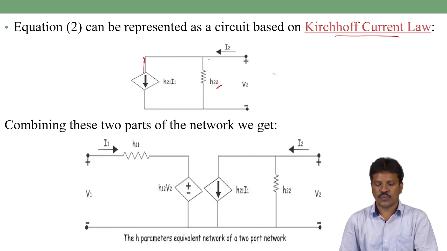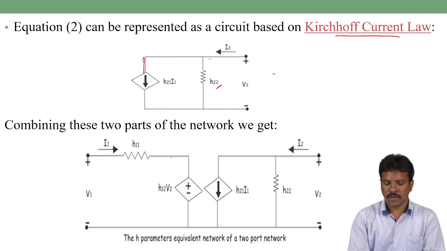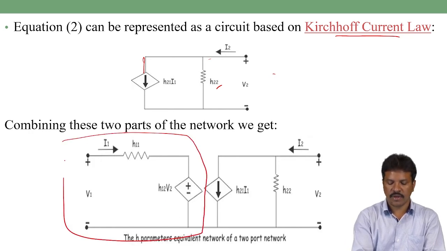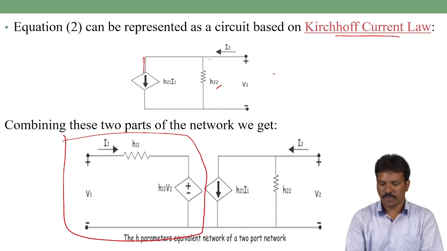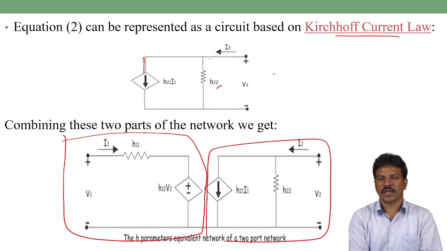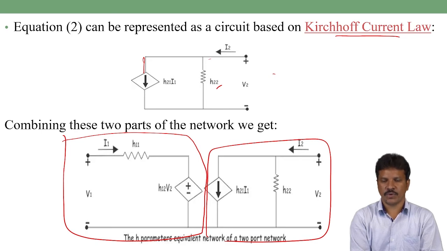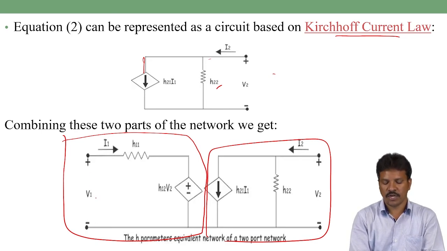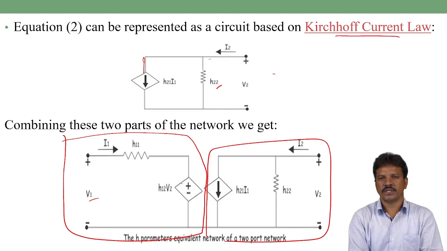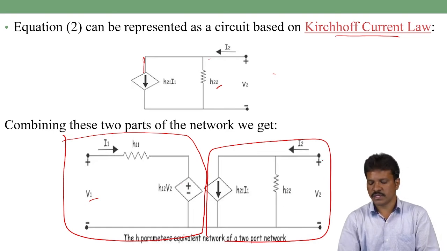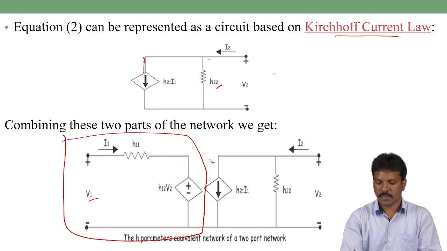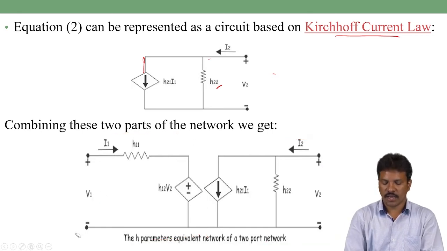When we combine these two parts of the network, we get the H parameter equivalent circuit diagram for a generalized two-port network. This part is nothing but a KVL for equation 1. This part is the representation of KCL, Kirchhoff's current law, for equation 2. The input port voltage V1 is in series with the resistor and the voltage source, and a current source is in parallel with the resistance across the output port. This is the equivalent diagram for the H parameter model.